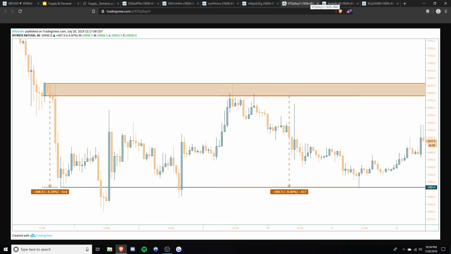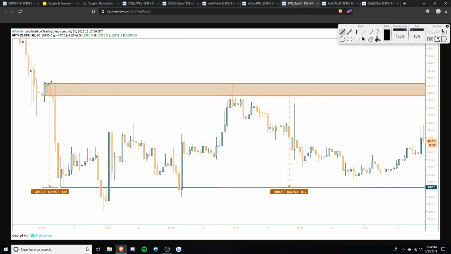targets of measured moves. So you can see we have a supply zone, a drop, which is like an 8.58% drop, right? And look at the low. This is the low it made, the initial low it made before it turned around. So it's the first low from the supply zone.